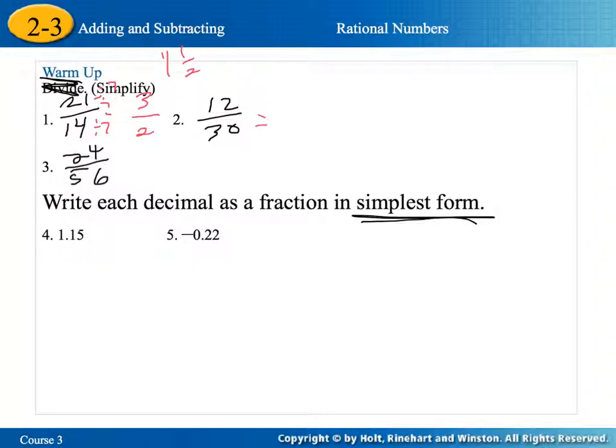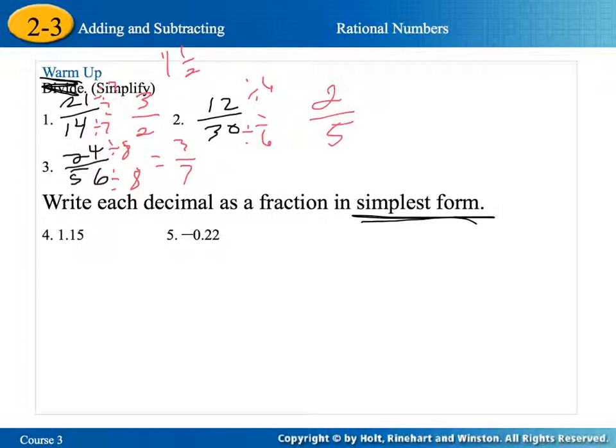Okay, 12 30ths can be divided by 6. So divide by 6 on both sides, and you get 2 fifths. 24 56ths, I'm cruising through this, can be divided. And again, if you don't divide it by the same number I do, that's fine, because you might break it up a little bit more, but it can be divided by 8. And our answer is going to be 3/7.